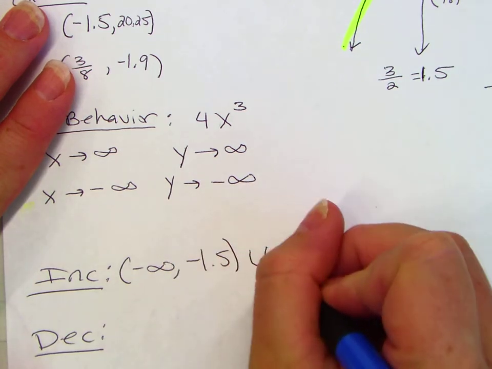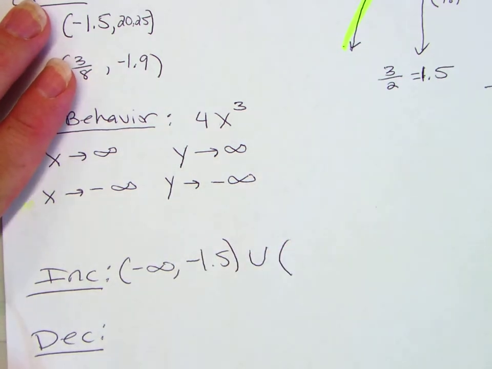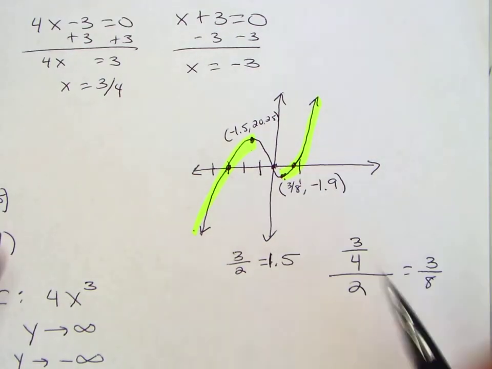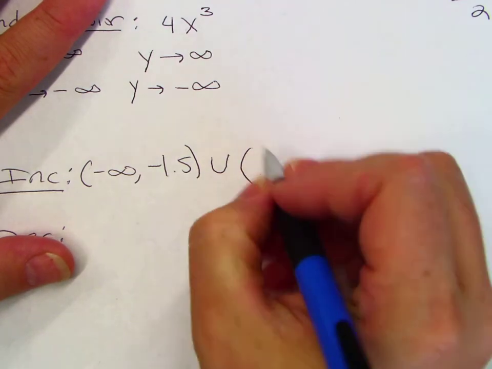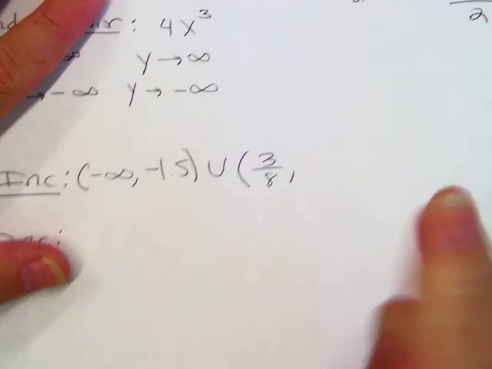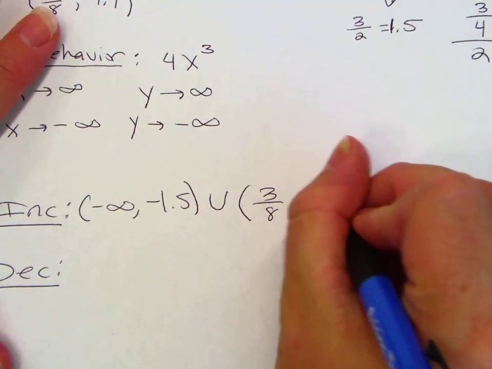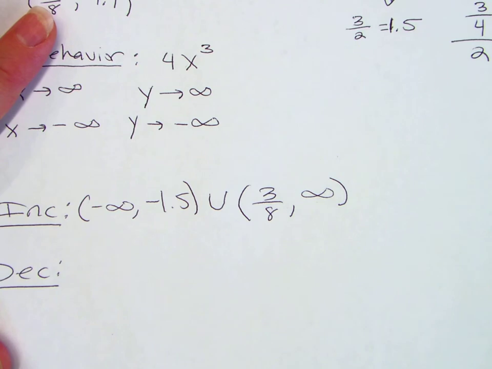You put a U between intervals. And I'm going to open it again. Now, where does it start increasing again? Down here, 3/8, comma, and then it goes on. I hit the arrow. The arrow again means infinity. So this is where the graph is increasing.